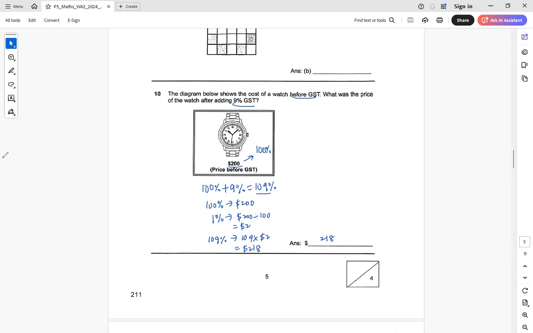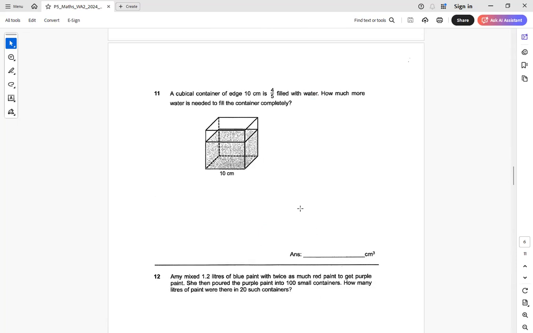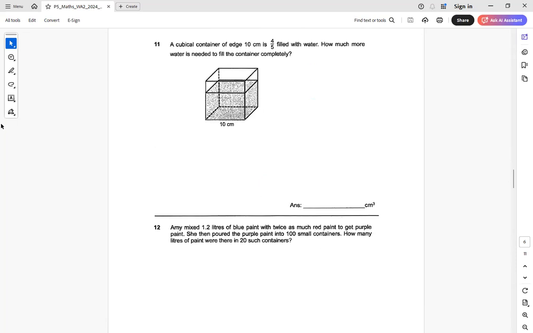Okay, so with this, let's go to the next question. Question 11. A cubical container of edge 10 cm is 4/5 filled with water. How much more water is needed to fill the container completely? All right, so currently this container is already 4/5 filled. So I want to find the fraction that I need to fill up. How much more I need to fill up?